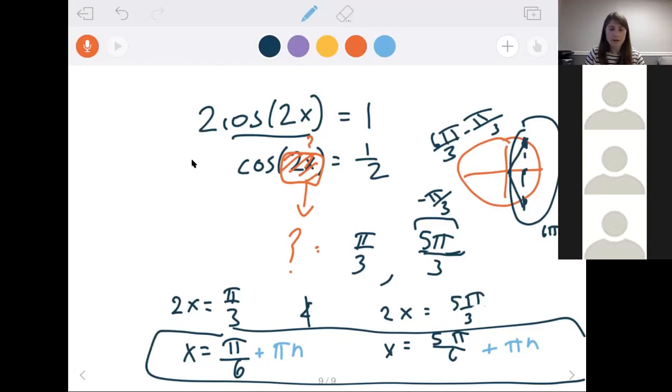Because if you think about adding pi, that's going to be 7 pi over 6. So we're going to pick up some extra ones between 0 and 2 pi as well. These ones are actually the ones between 0 and pi because of that period change. So before we go to Desmos and see if all of this is correct from a graphical standpoint, questions here?